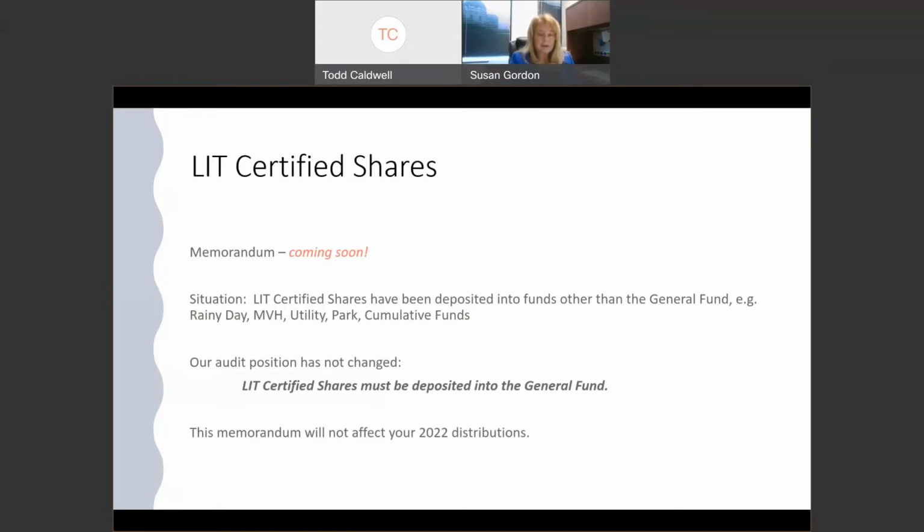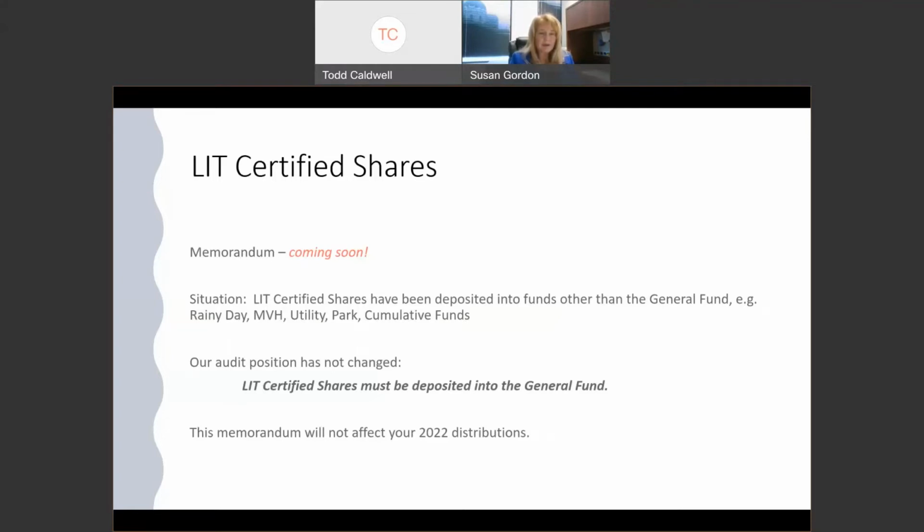But our audit position has always been that LIT certified shares have to be deposited into the general fund. And that's based on fund accounting principles. So I wanted you to know that a memorandum is coming out to explain all of this. I would expect it to be out yet this week.